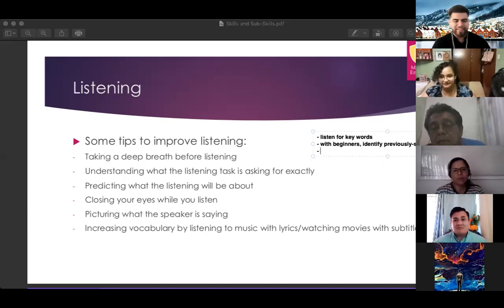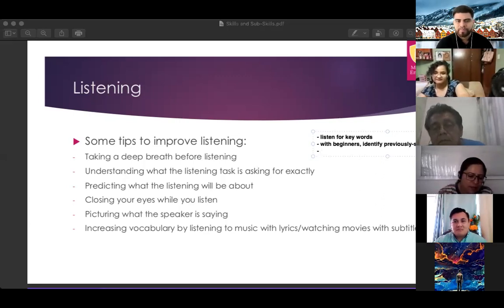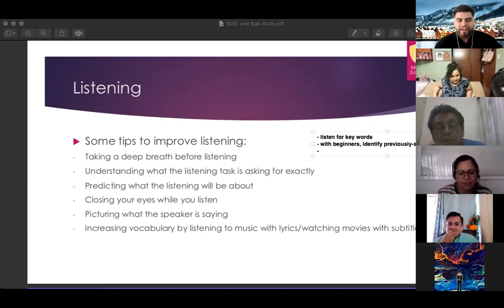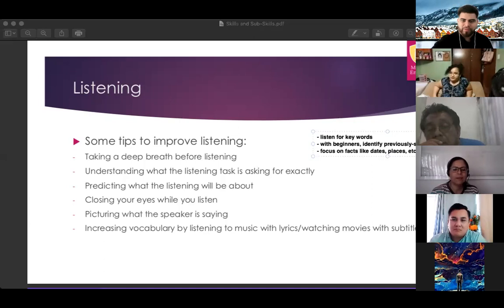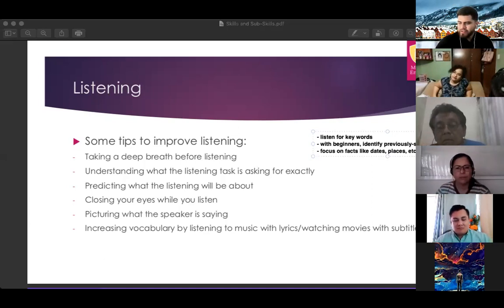Depends on the topic. So to listen carefully when we are talking about dates, focus on facts like dates, places, etc. Or what people are doing or what they do. That's very important. That's a good one. Okay, and that will also help them picture what's going on, right? Cool. I like that. All right, guys.